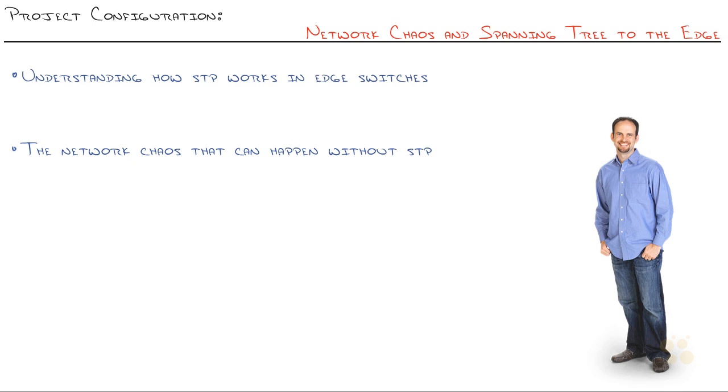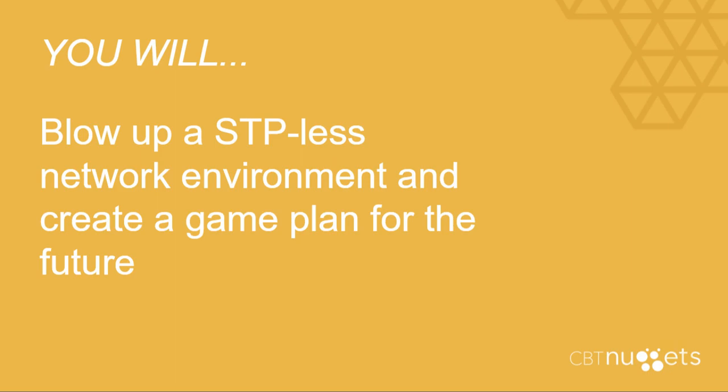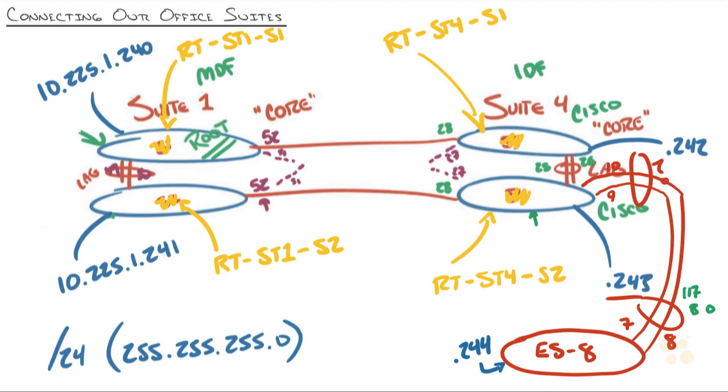Project configuration, network chaos, and spanning tree to the edge. By the time we're done here, you will blow up a network without spanning tree and create a game plan for the future. Let's jump right into our paper napkin network diagram.